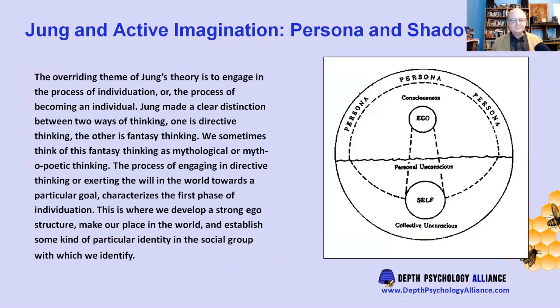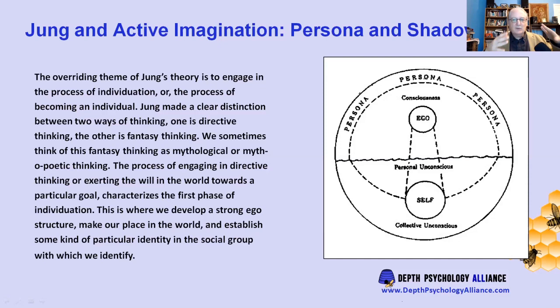So, as I mentioned earlier, the overriding theme, certainly after 1916, really after 1920 or so, of Jung's theory was to engage in the process of individuation, or the process of becoming an individual. Jung made a clear distinction between two ways of thinking. One is directive thinking. This is something that he talks about in this Transcendent Function essay. We spend a lot of time in this early stage of the process of individuation developing an ego structure, as you can see in this little diagram on the right.